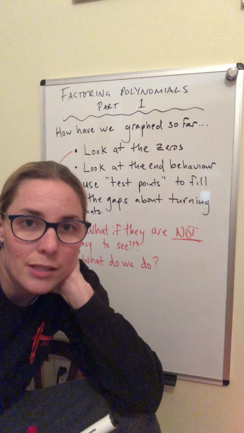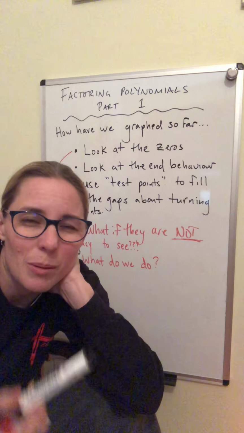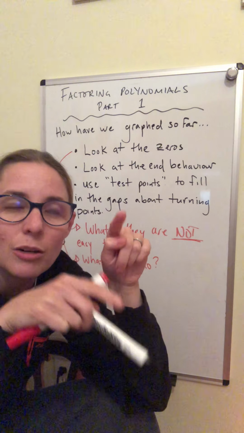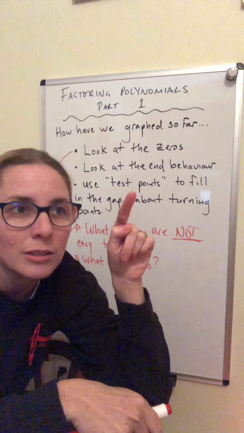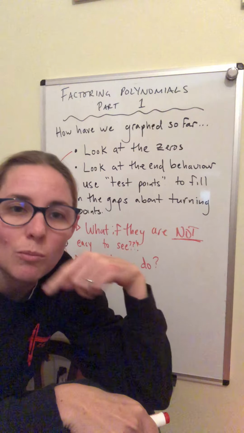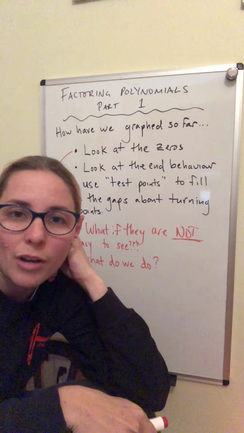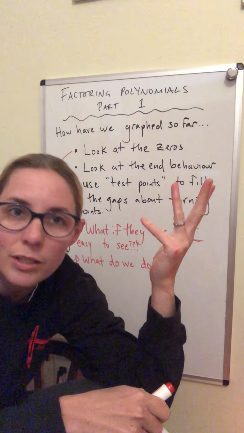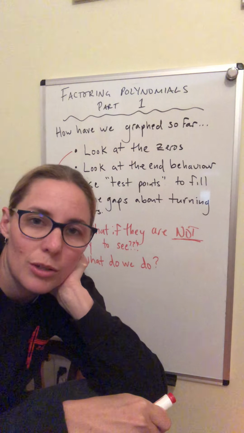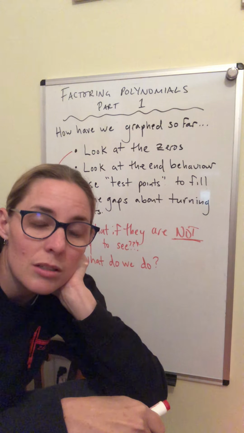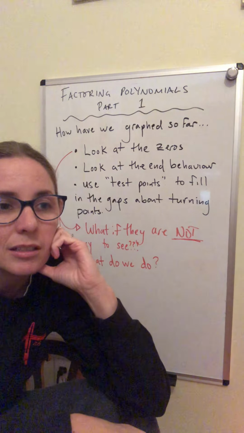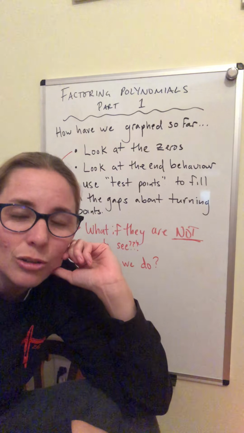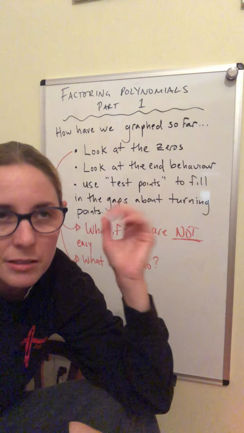Now the turning points we were kind of guessing at. Remember, we picked a test point in between 2 zeros. And when we found where that was, we knew that it had to turn in some way based on whether the factors were linear, quadratic, cubic, quartic. We knew what type of behavior it was going to be. So that made it good enough for us to estimate how to graph, but it wasn't a perfect science.